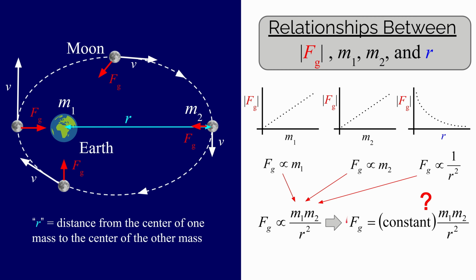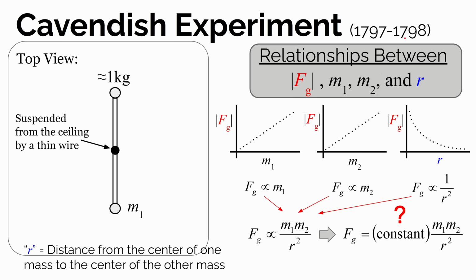But think about this. If this equation is true, and we know the mass of both objects and the distance between their centers, we can calculate what that constant is if we can measure the size of the attractive force between those two masses. And this is what Cavendish's experiment did back in the late 1700s. He was the first person to experimentally measure the size of the gravitational force between two objects with mass.